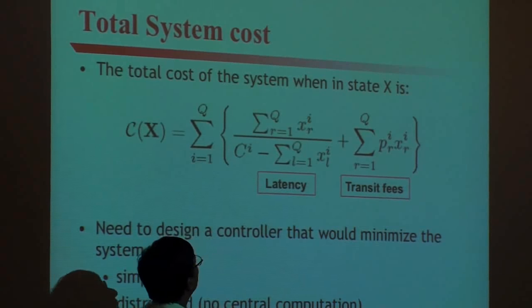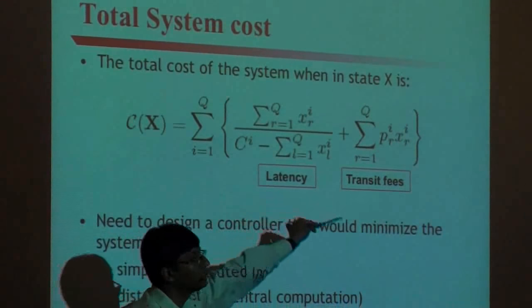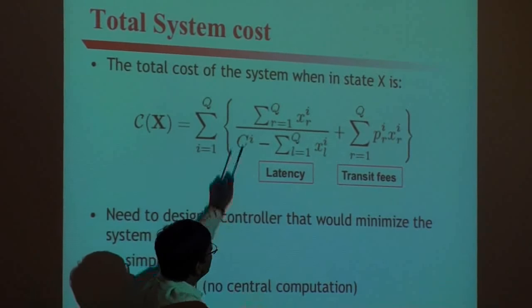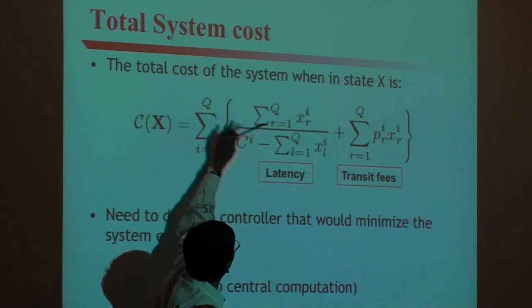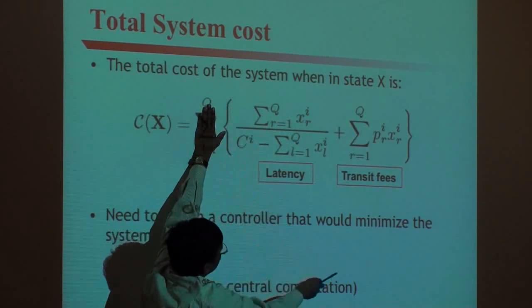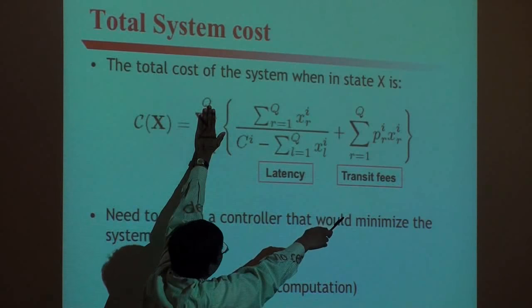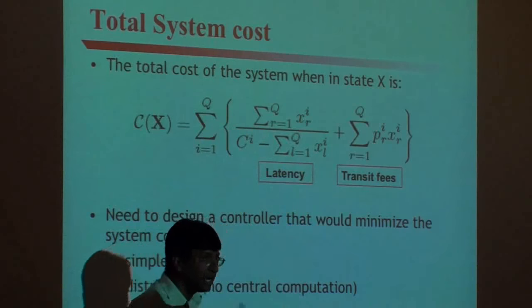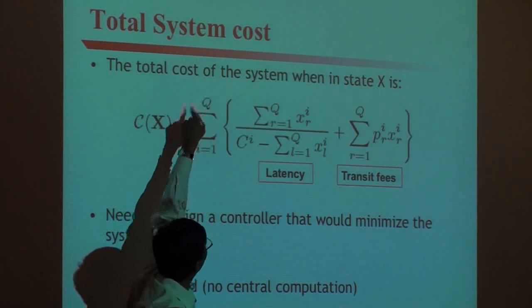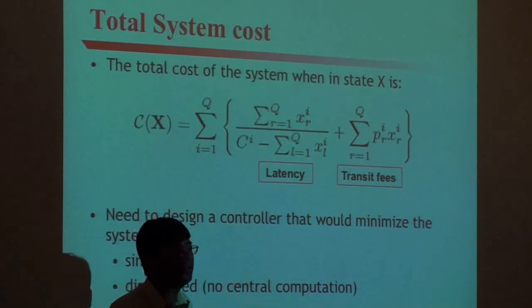My system cost that I look at is the total latency plus the total transit fee. So we developed an expression for the latency, which was basically load divided by C minus load. So for any particular cluster I, what we have is the latency on that cluster plus the transit fee to get to that cluster. And then I have to add up over all my clusters, because that is my whole system.